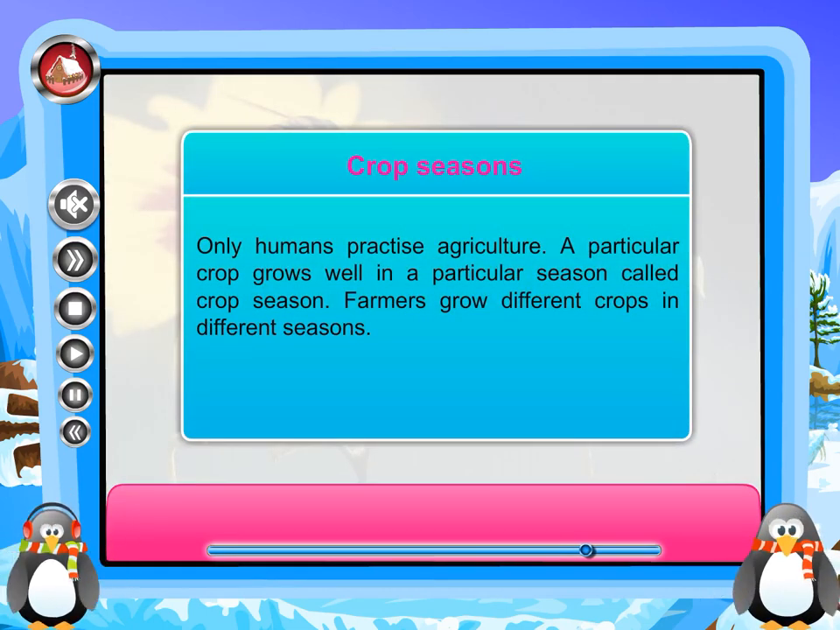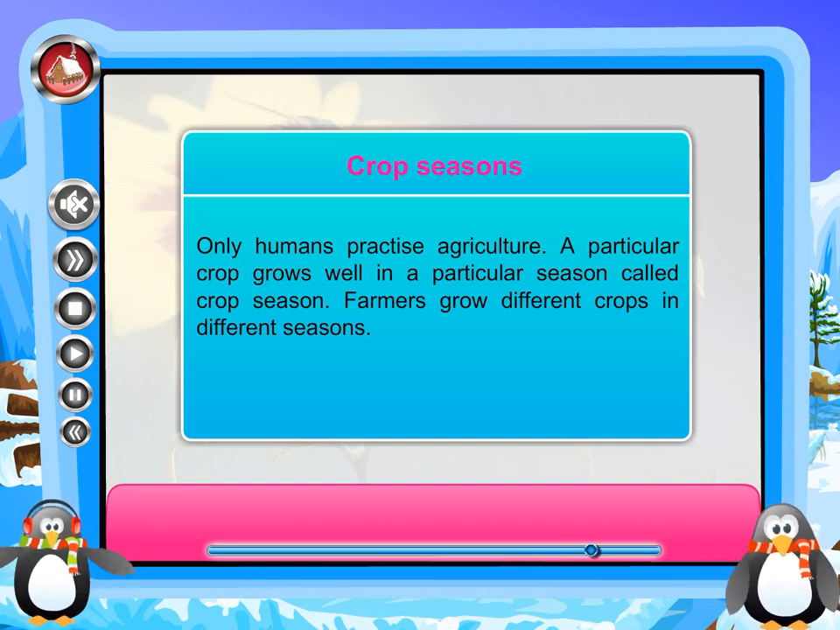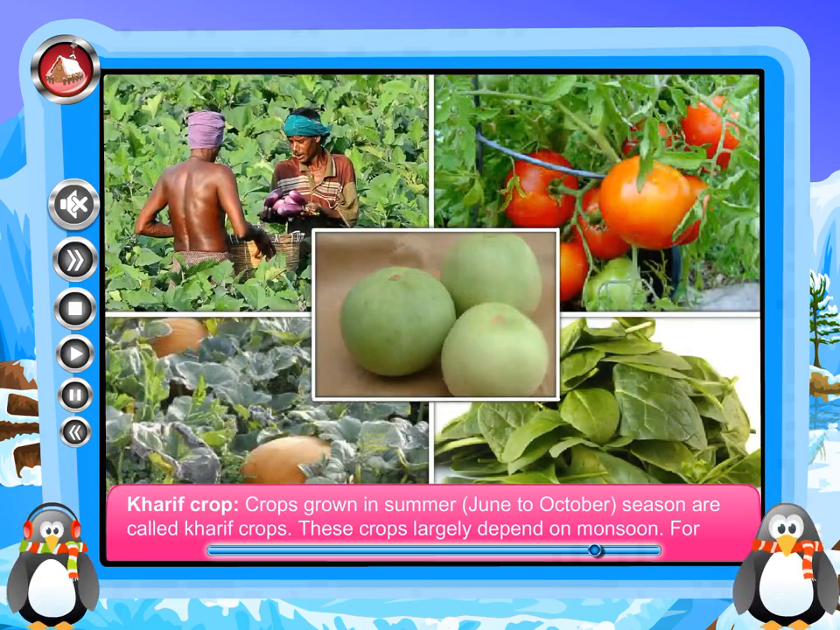Crop seasons. Only humans practice agriculture. A particular crop grows well in a particular season called crop season. Farmers grow different crops in different seasons.